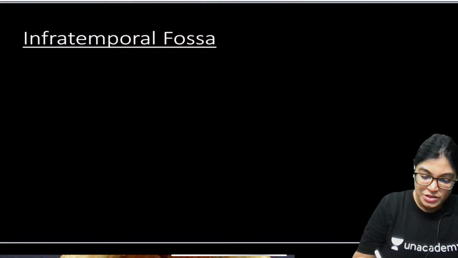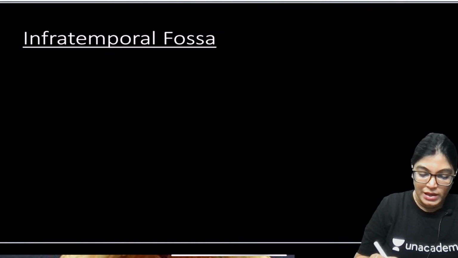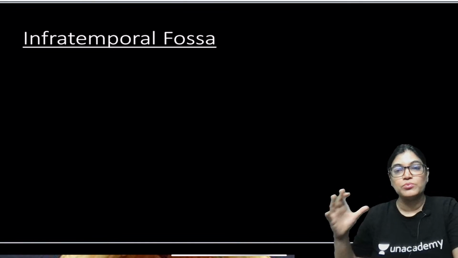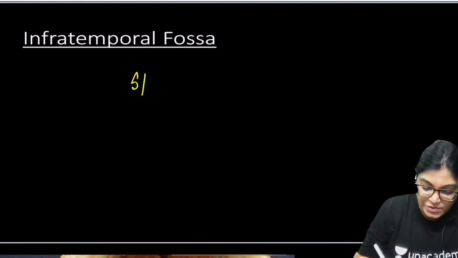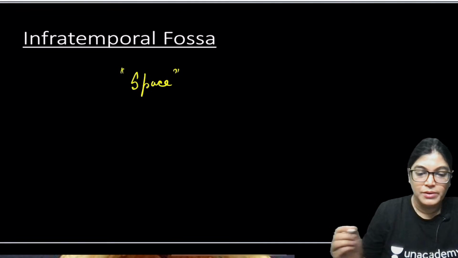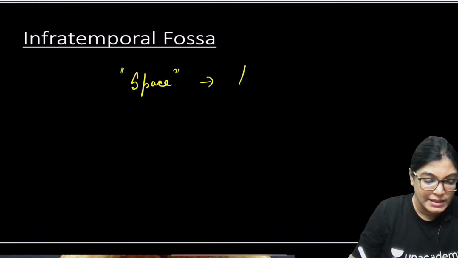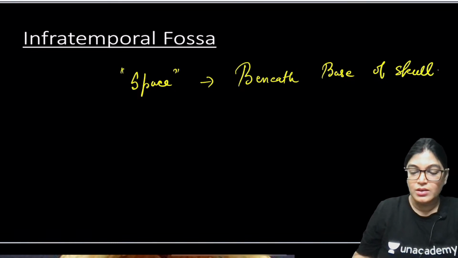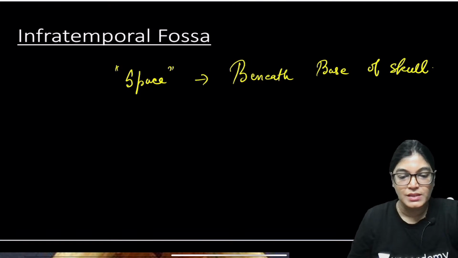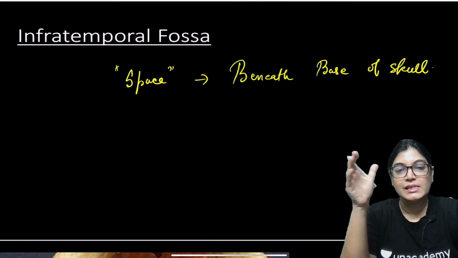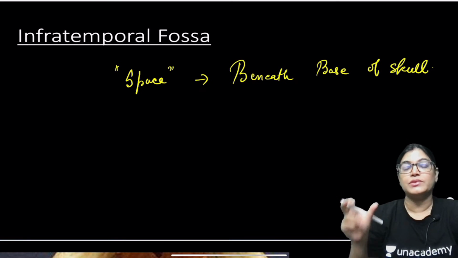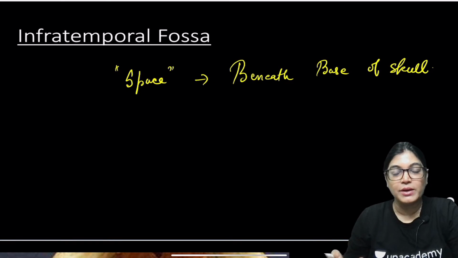So let's start with the session now. When we are talking about infratemporal fossa, the first thing is that you should know the location. Infratemporal fossa is a space located beneath the base of the skull. Its exact location is beneath the base of the skull, lying between the side wall of the pharynx and the ramus of mandible.